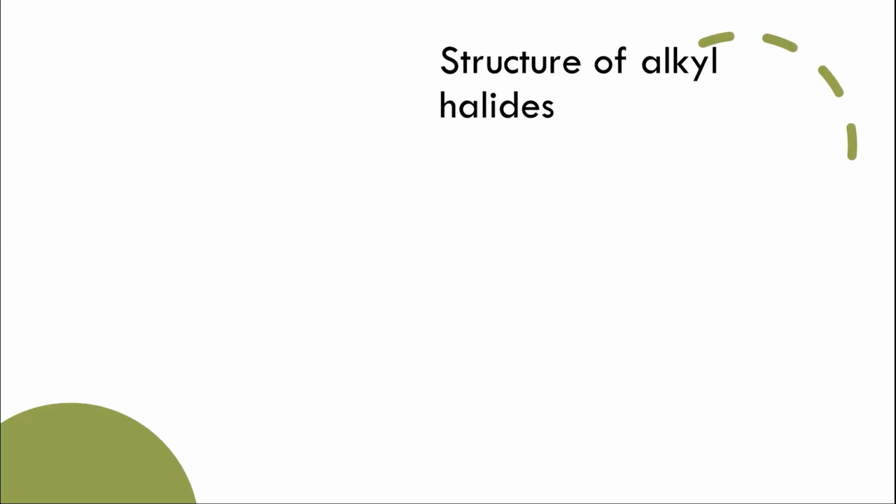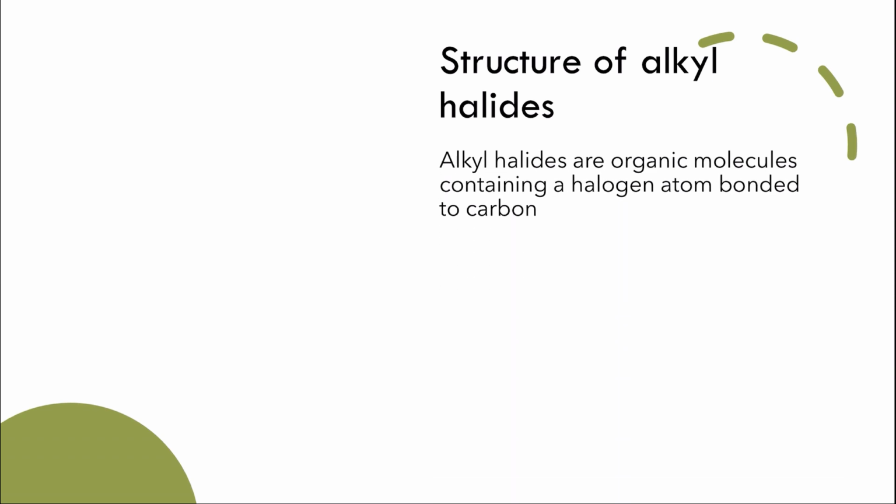So let's start off by talking about the structure of alkyl halides. So what are alkyl halides? Alkyl halides or halogen alkanes are organic molecules that contain a halogen atom attached to a carbon atom. And based on the structure, or where we can find the halide or the halogen in the carbon chain, we have three types of alkyl halides.